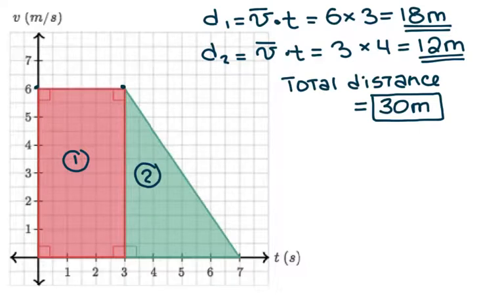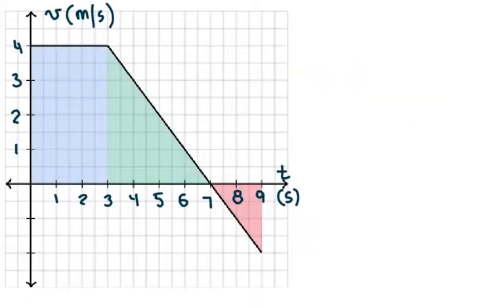The second distance is, it started with 6 meters per second, it ended up with 0 meters per second, average is 3 meters per second, and the time is between 3 and 4 seconds, gives me 12 meters. And the total distance traveled is 30 meters. And I hope you got the same answer with your calculations. So here is one more example. Again, pause it and do your calculations, and then we're going to talk about the results.